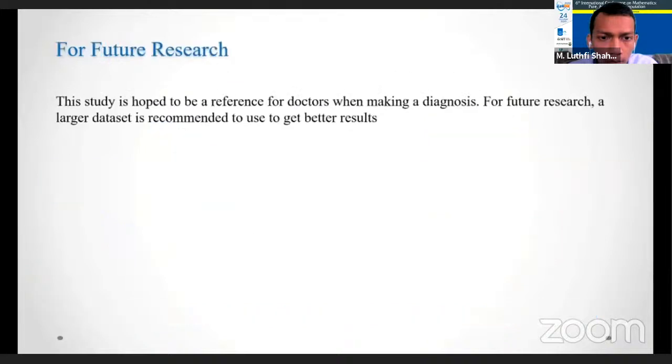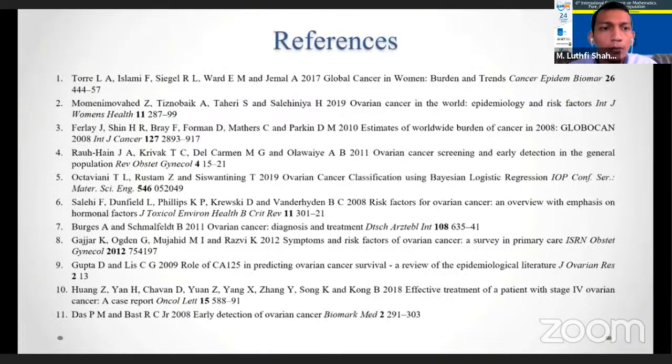The study is hoped to be a reference for doctors when making diagnosis. For future research, a larger dataset is recommended to get better results. And here are the references of our study.